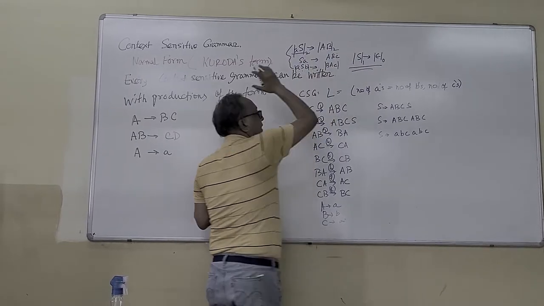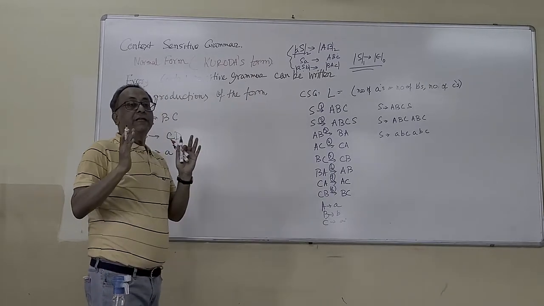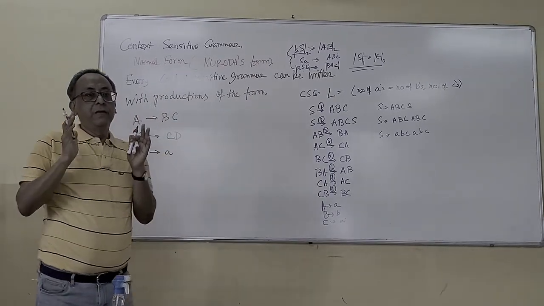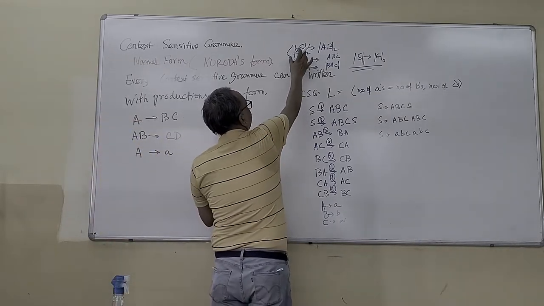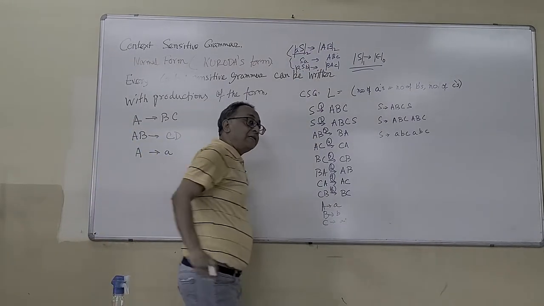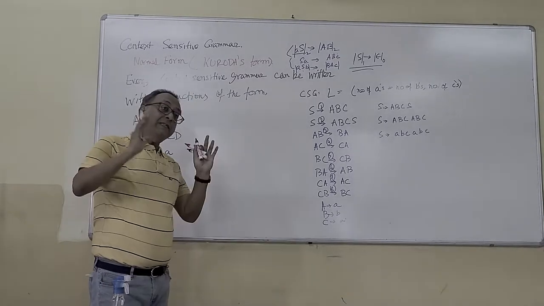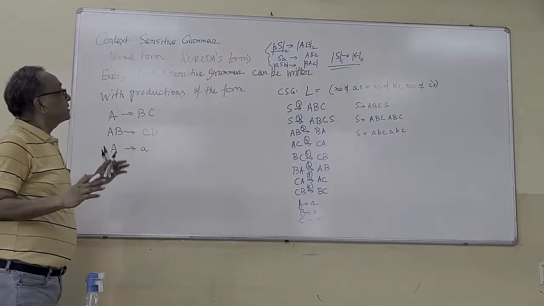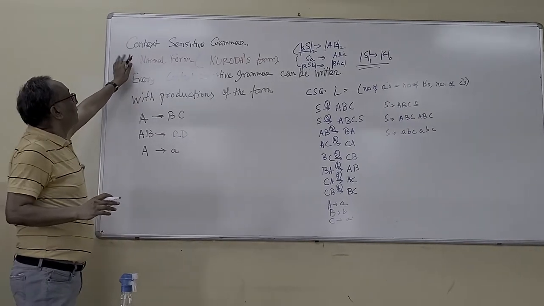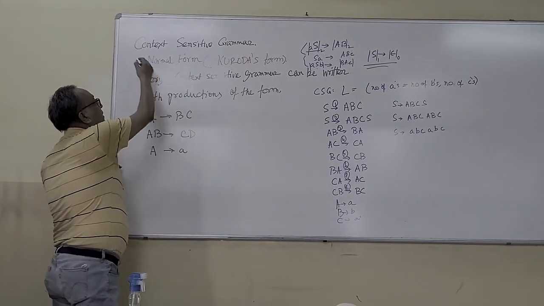But in type 0 grammar, that is recognizable grammar, not decidable, the length of this side can be less than the other side. So that is the toughest part. That is, parsing is very difficult. Okay, so then we have to remember what is context sensitive grammar.